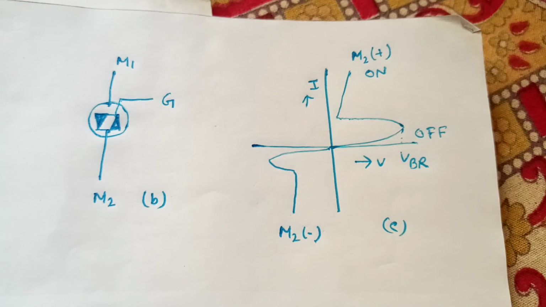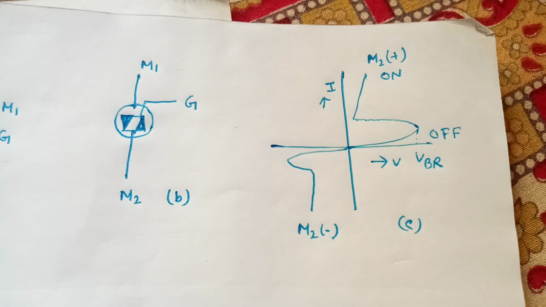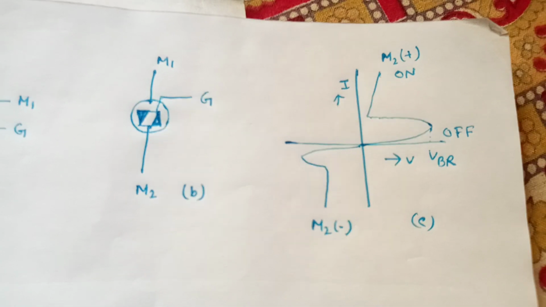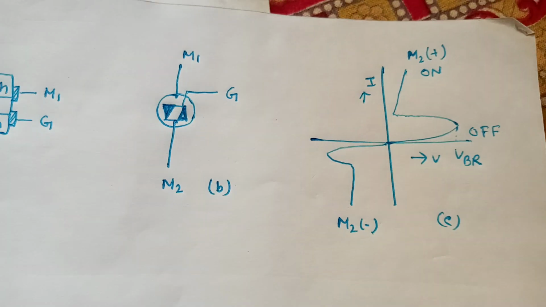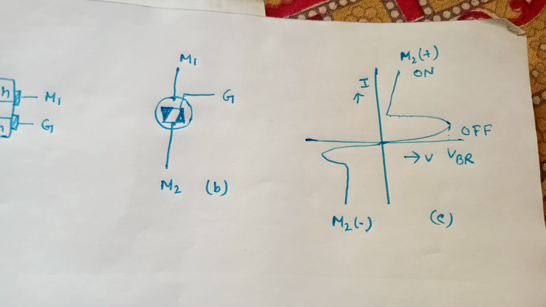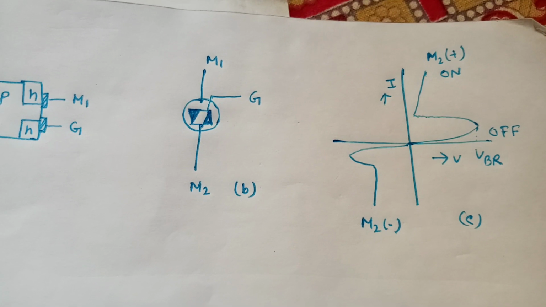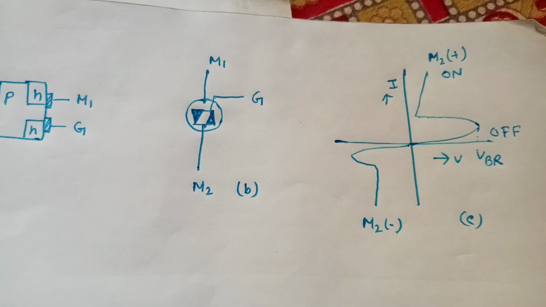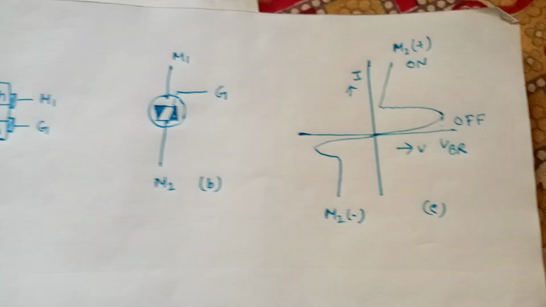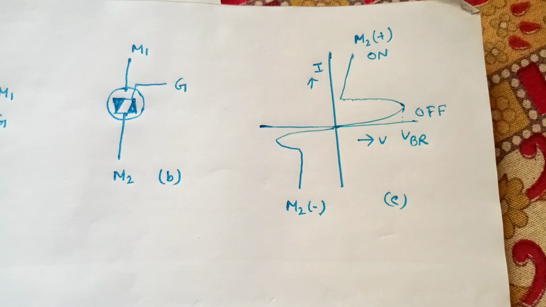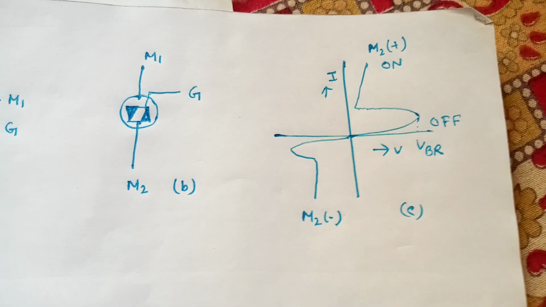The voltage between the main terminals at which the triac goes from off state to on state is the firing or breakover voltage. As in the case of the SCR, the firing voltage of the triac can be controlled by applying a positive or a negative current to the gate terminal. Triacs are used in motor speed control, temperature control, etc.